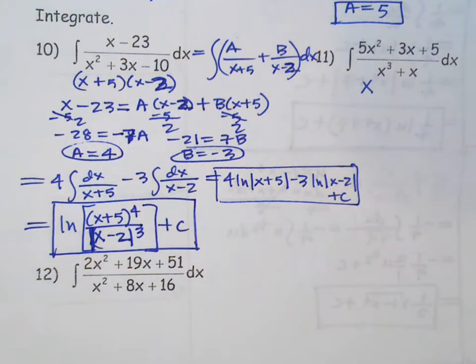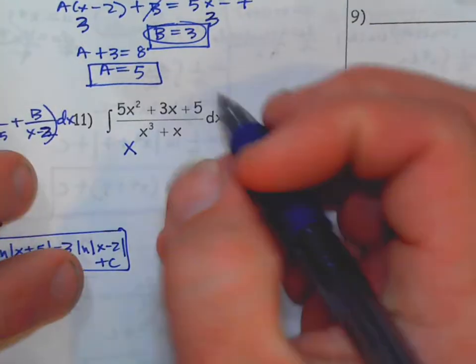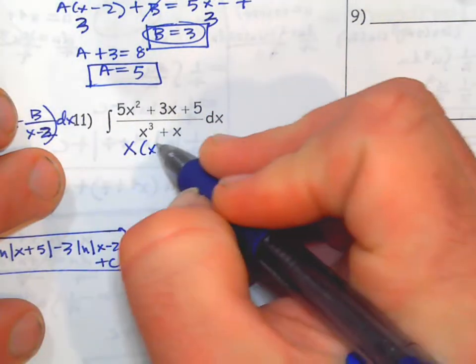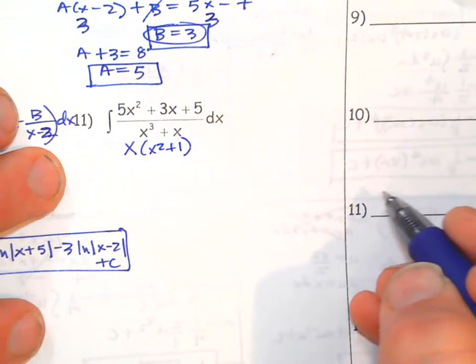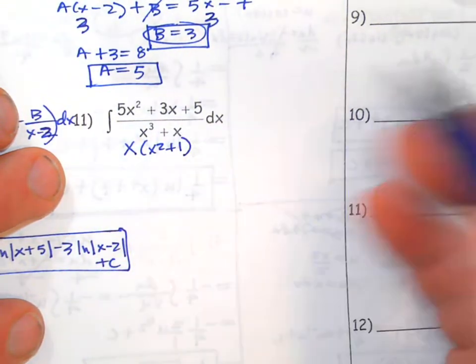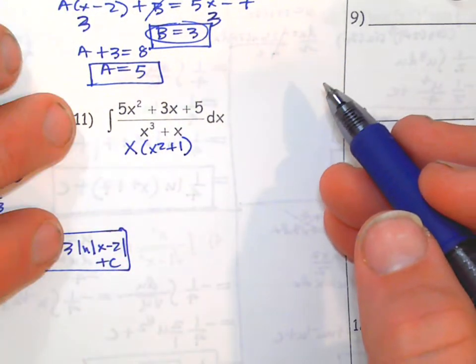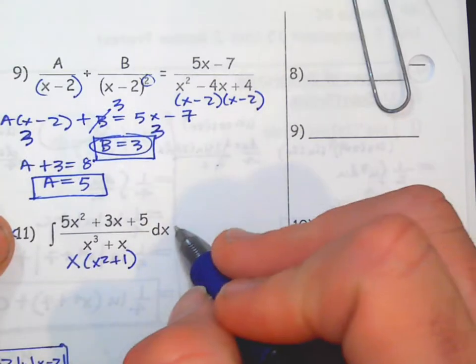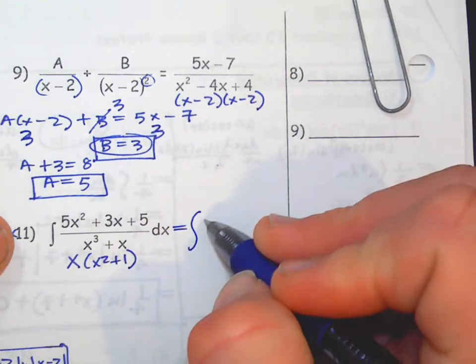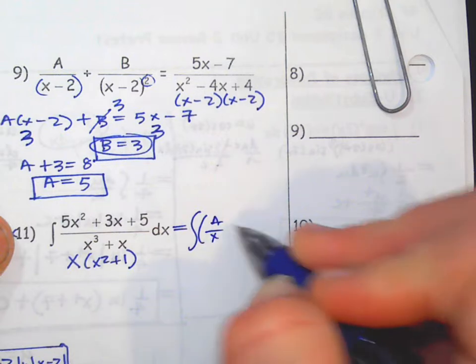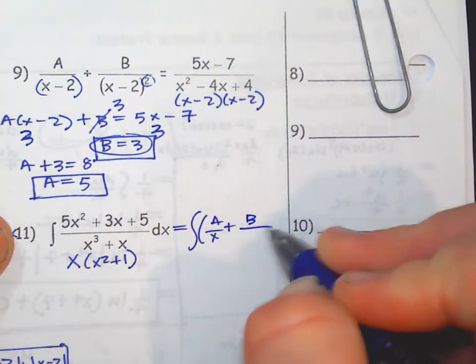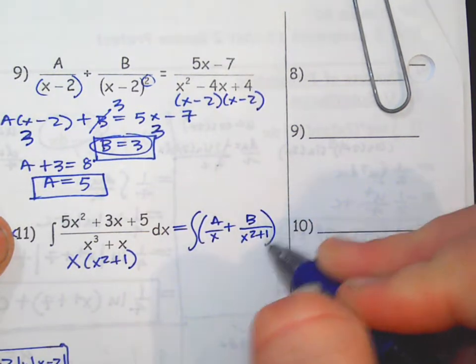Okay, all right. Number 11. Let's see, x squared plus 1. No long division. We could try partial fractions. Let's see what happens. So a over x plus b over x squared plus 1 dx.